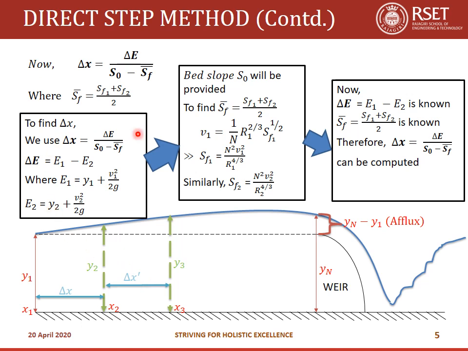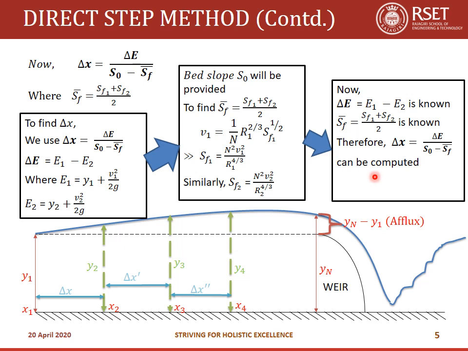So the same procedure that I followed to find out delta x using y1 and y2, I will be using for y2 and y3 to find out delta x dash. After I find out delta x dash, I will take the next flow depth, which is y4, and let the x coordinate of y4 be x4, and let the distance between y3 and y4 be delta x double dash. And using the same procedure, in place of y1 and y2, I will be having y3 and y4, because delta x double dash is the horizontal distance between y3 and y4.